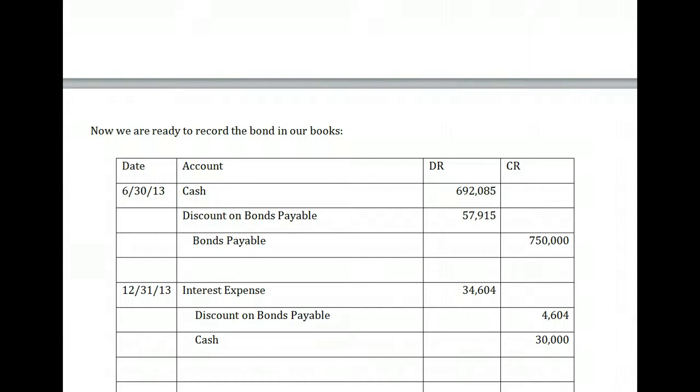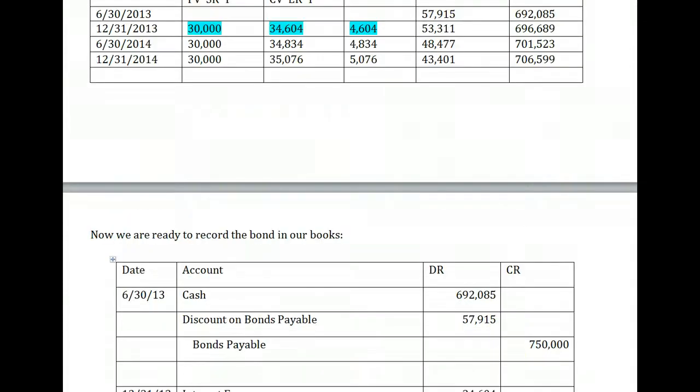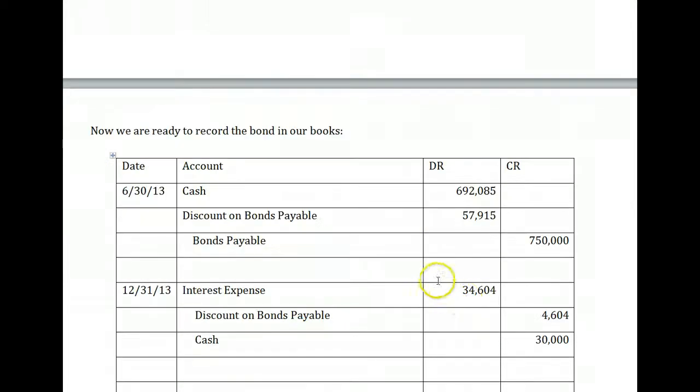Discount on bonds payable is a contra account. When we show our balance sheet, we'll show the bonds payable. Then we'll show less the discount. In this case, it's a discount, so it'll be subtracted out. And that would give us our true bonds payable net that we would show on our books. So we physically would carry on our balance sheet this bond at $696,699 at the end of the period. Because you net these two accounts. You net the actual bonds payable, the $750,000, with the balance sitting in the discount account.